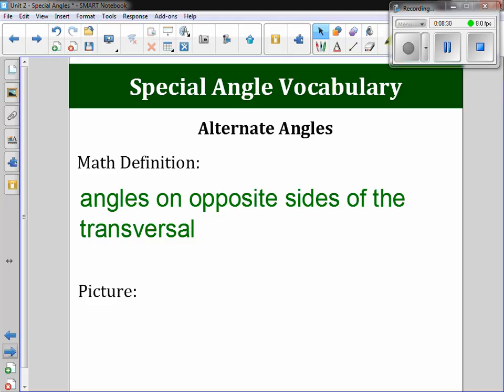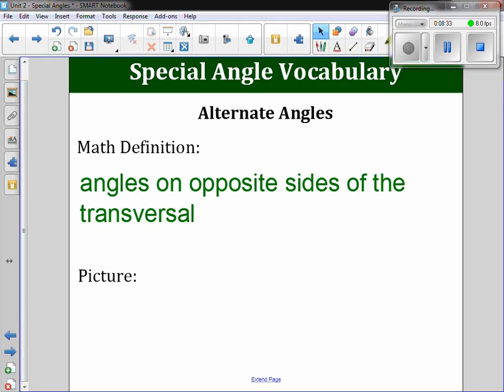Alternate angles. These are angles that are on opposite sides of the transversal. So that means they are going to be on the opposite sides of my transversal. So 1 and 2 are alternate. 3 and 4 are alternate. 5 and 6 are alternate. And 7 and 8 are alternate.